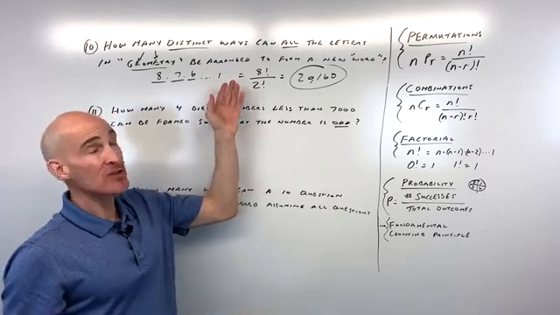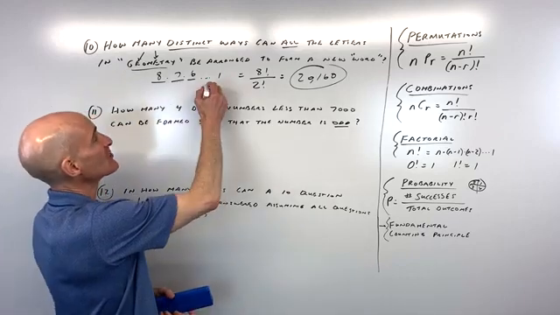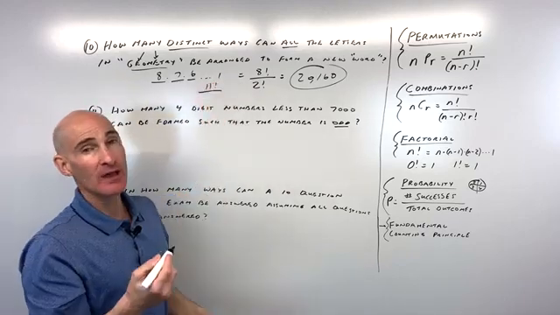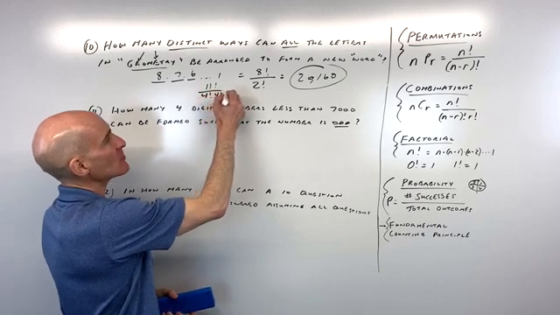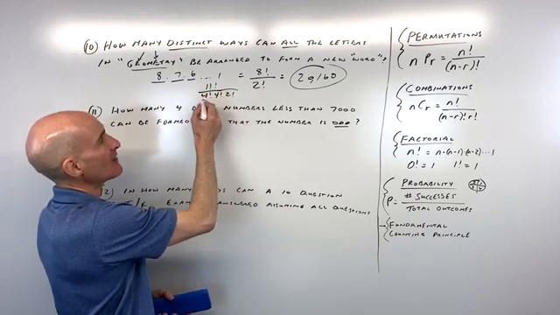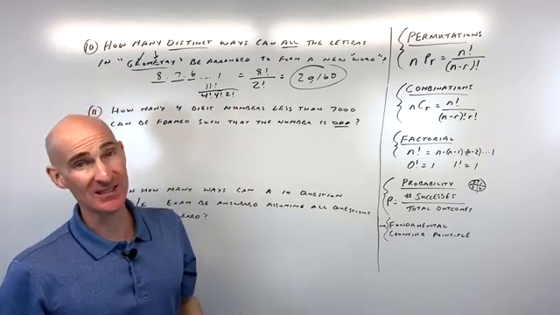A common example with this one that often comes up is the word Mississippi. Mississippi actually has 11 letters. That's 11 factorial. But there's 4 S's, 4 I's, and 2 P's. So you'd have to divide by 4 factorial, 4 factorial, and 2 factorial to divide out those multiplicities.